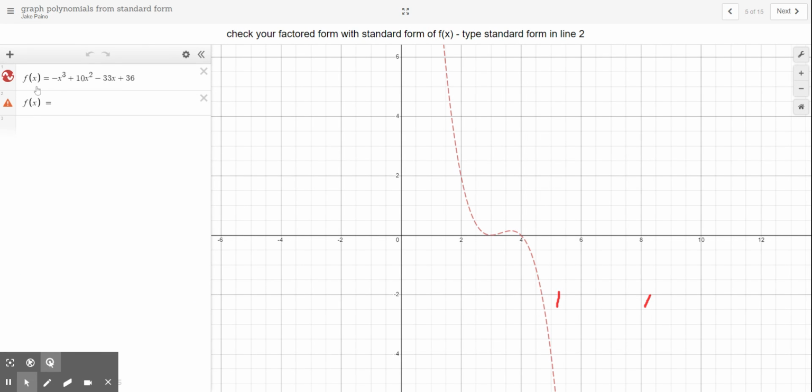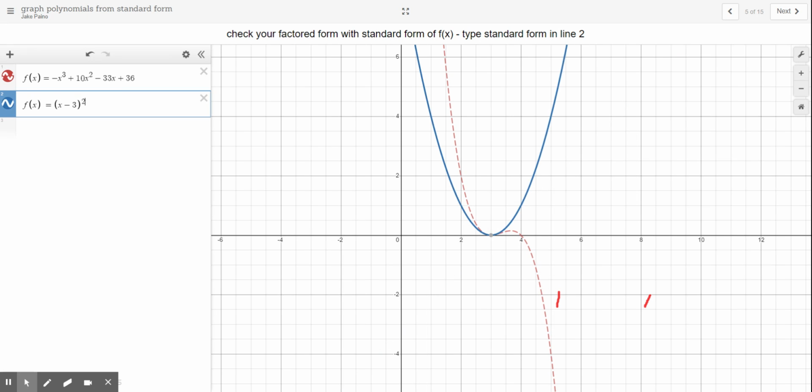Now it wants me to type it in factored form. I had factored form on the previous slide. Remember, it was x minus 3 squared and x minus 4, and it had a negative leading coefficient. So you can see that it matched. We could write standard form, change it to factored form, and then find our zeros and take what we have about those.